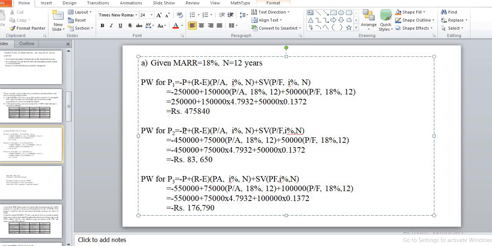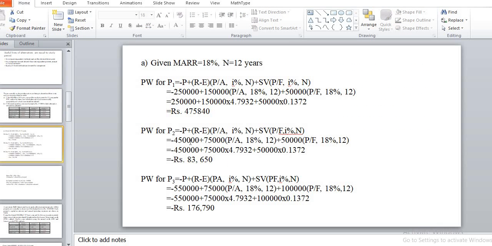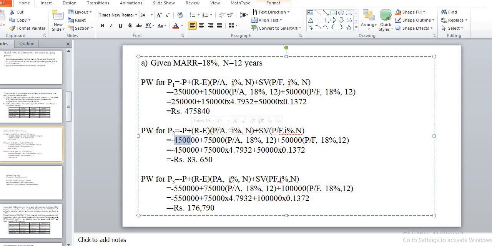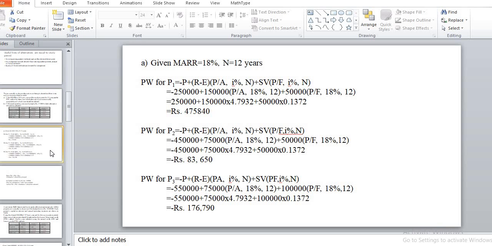Again we put these values. Investment for the second project is 4,50,000. Revenue minus expenses for the second project is 1,25,000 minus 50,000. So for the second project, that particular difference is 75,000.